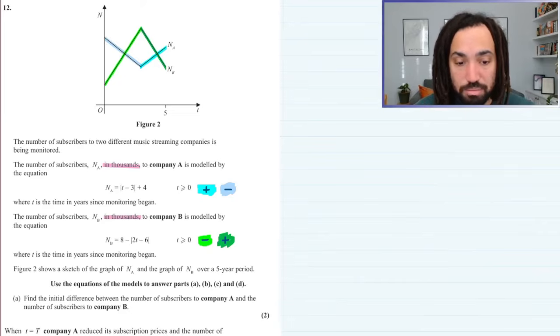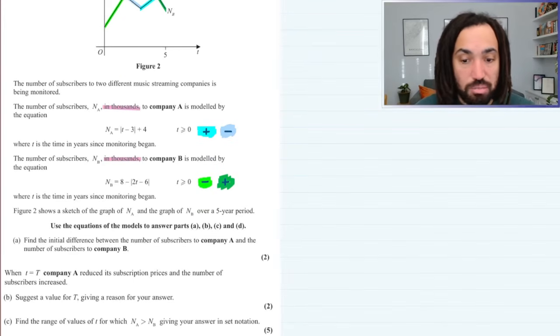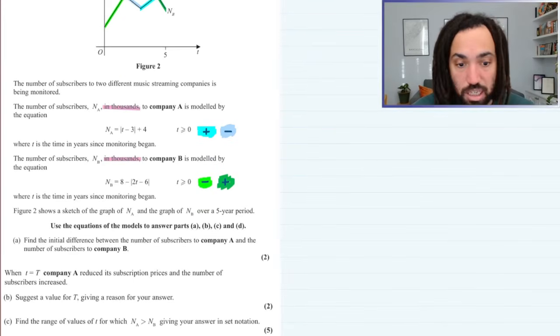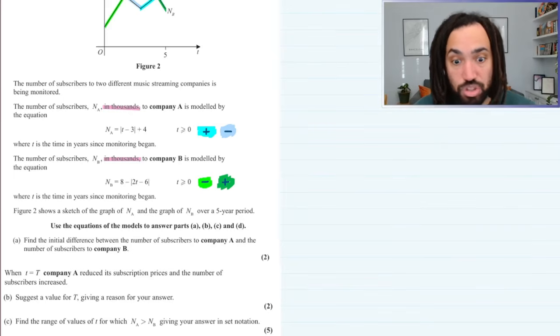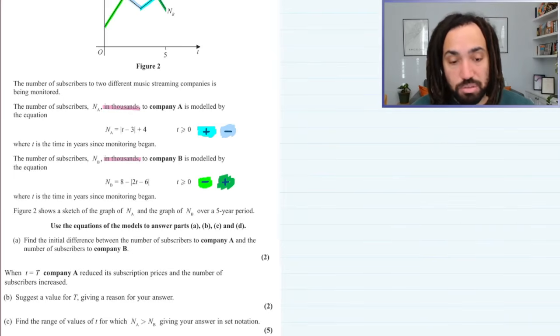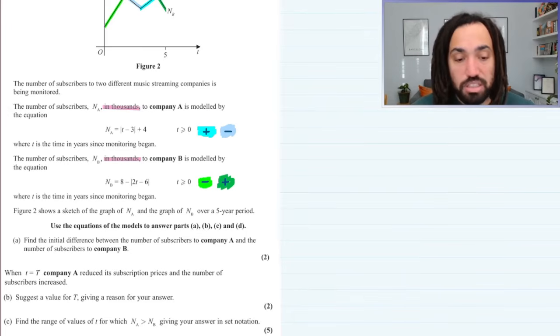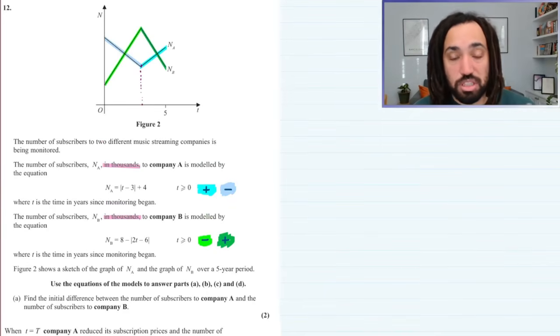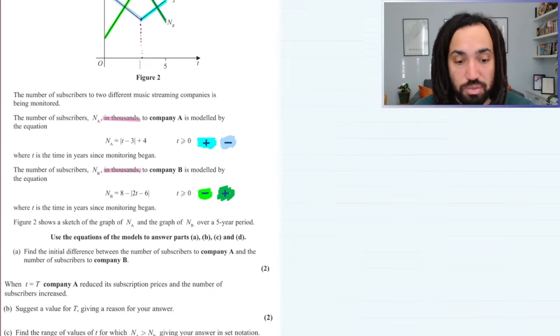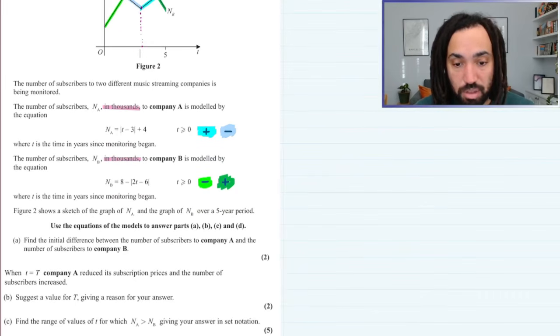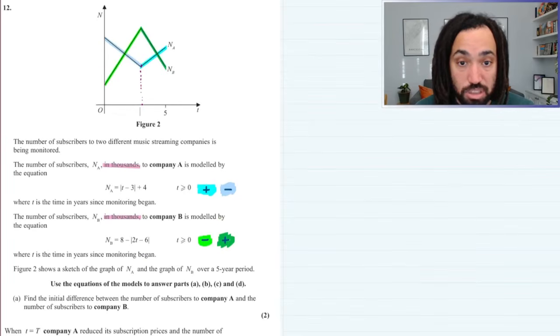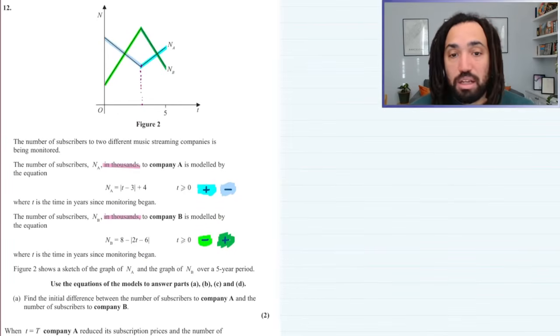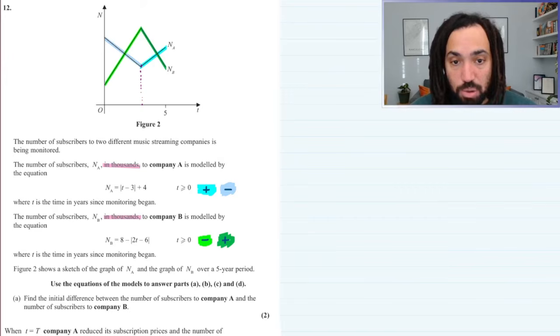Now part B, it says that company A reduced its subscription prices and the number of subscribers increased. Suggest the value for T. Well, if we go here, this is clearly where the subscribers started to change, because it goes from going downwards to start increasing. So where is that point?